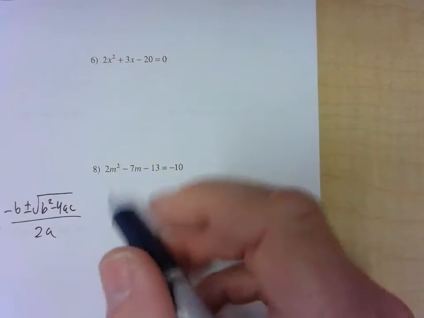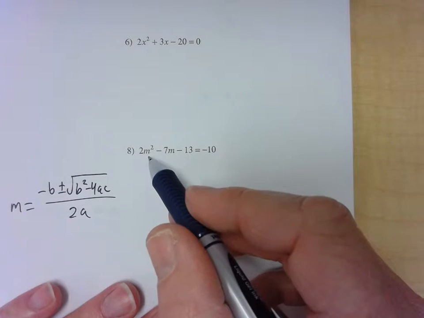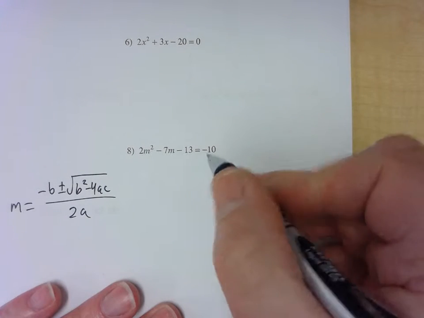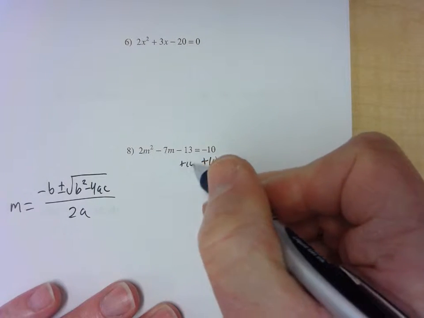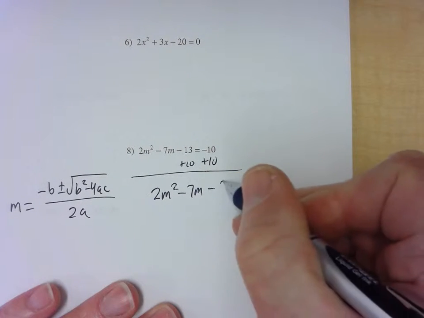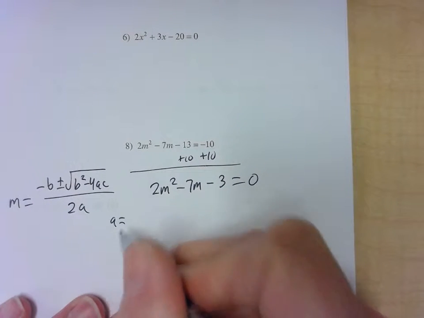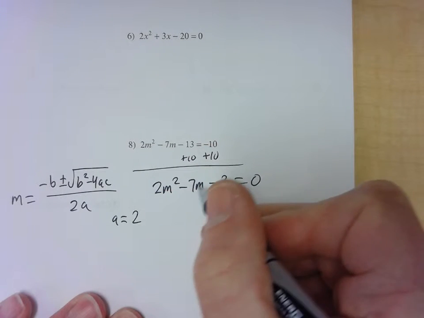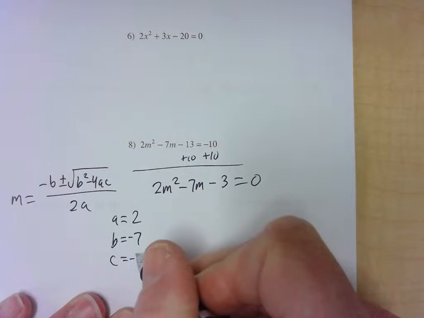All right, so here we go. Identify a, b, and c, but I can't identify a, b, and c yet because I need to make this equal to 0. So how am I going to get this equal to 0? Well, I've got to move the 10. The 10 is negative, so I add 10 to each side. So I get 2m squared minus 7m minus 3 equals 0. Yay! A is equal to 2 this time, so it's the number in front there. Then b goes with the m, and then c is negative 3.